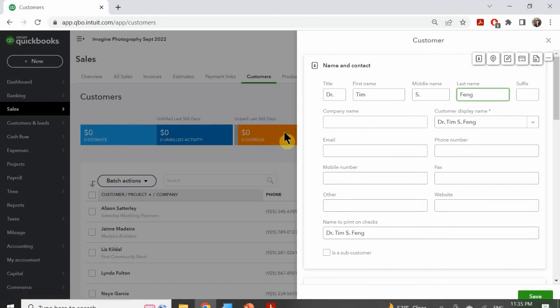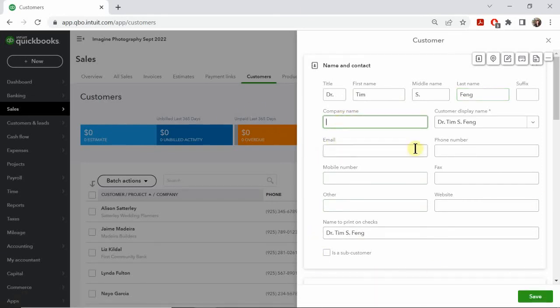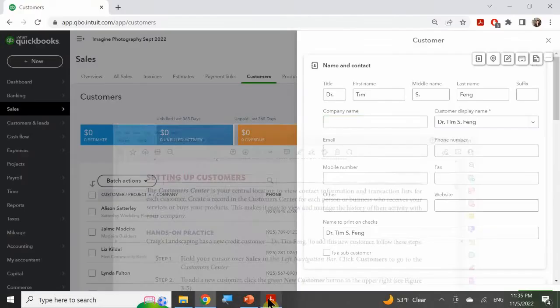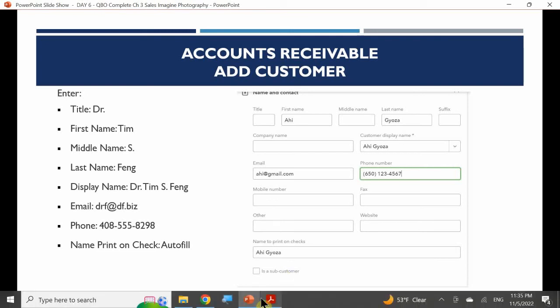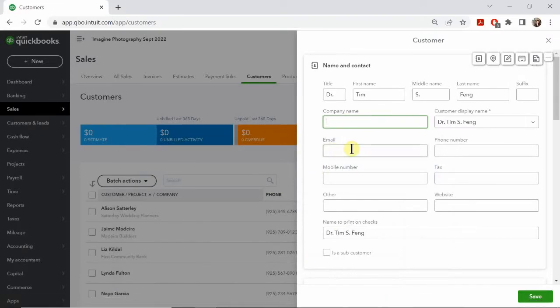Next, do they have a company name? In this case, they don't have a company name, but for display name, we're going to leave it as Dr. Tim S. Feng. Let's see his phone number or email. Display name is Dr. Tim S. Feng. Email is drdf@drdf.biz. Okay.